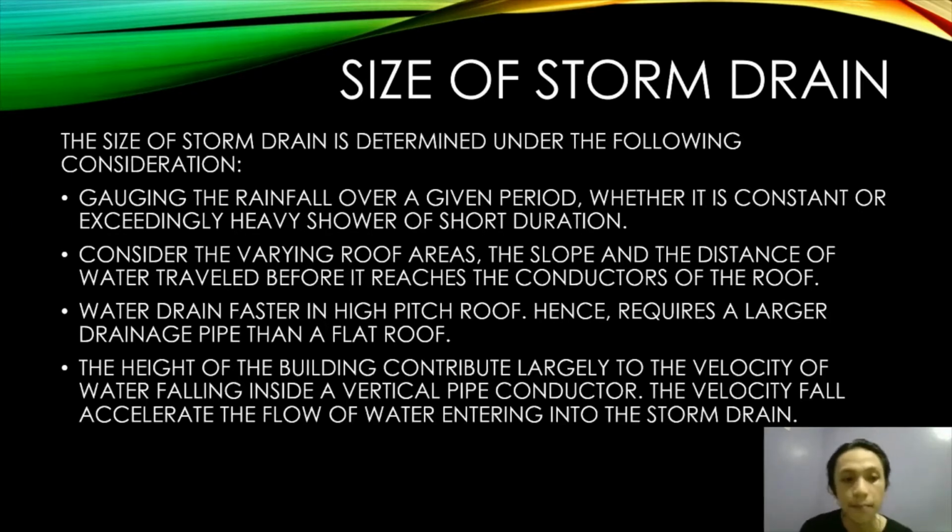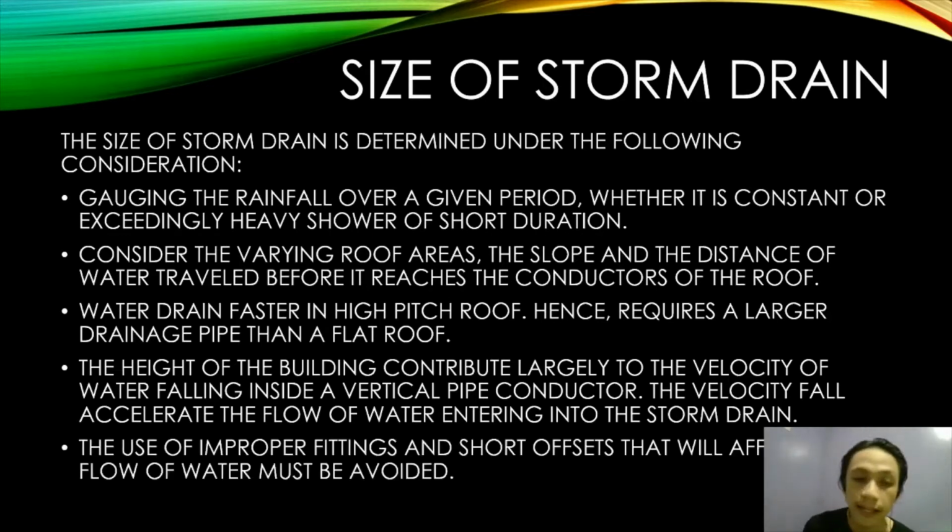Fourth is the height of the building, which contributes largely to the velocity of water falling inside a vertical pipe conductor. The velocity of the fall accelerates the flow of water entering the storm drain. And lastly, the use of improper fittings in short offsets that will affect the flow of water must be avoided. So this is pretty much a heads up. Using improper fittings may affect the flow of water, and it may cause a problem later on.